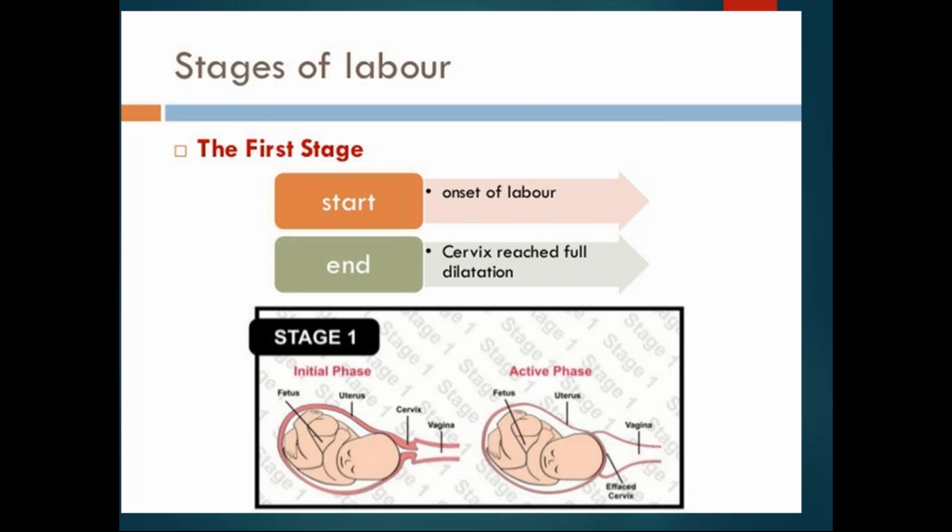The first stage of labor is from the onset of labor pains, true labor pains, till the cervix is fully dilated. So as you can see here, in the initial phase, the cervix is closed. The baby is inside and the cervix is closed. So if the baby has to come out, the cervix has to open up. So here, the cervix is open, totally flattened, and the baby can come out. That is a full dilatation.